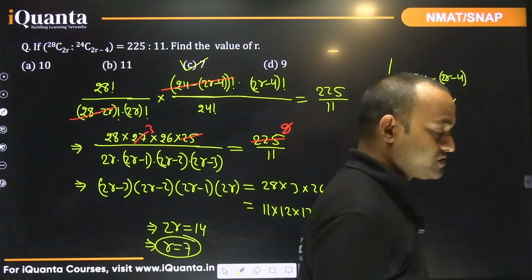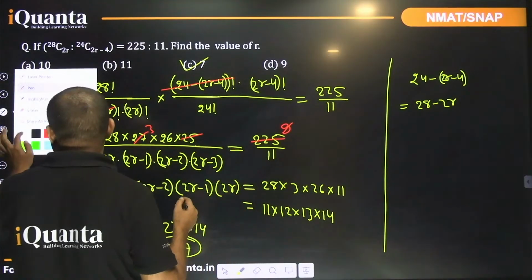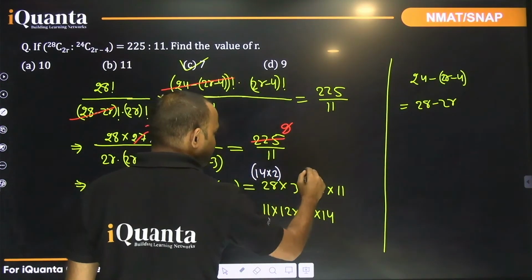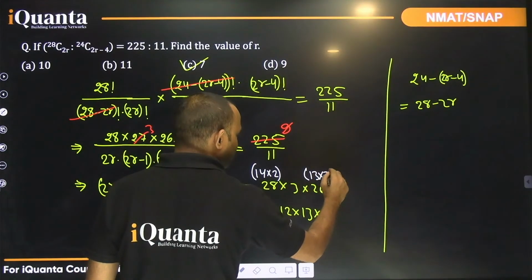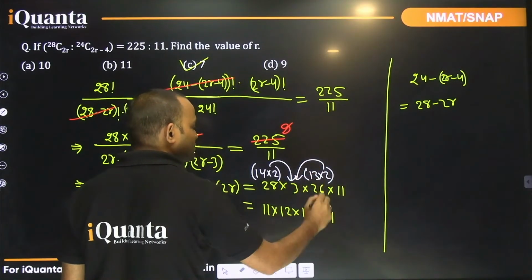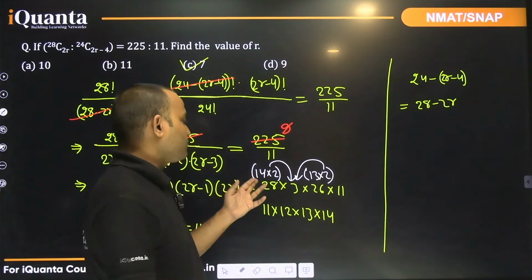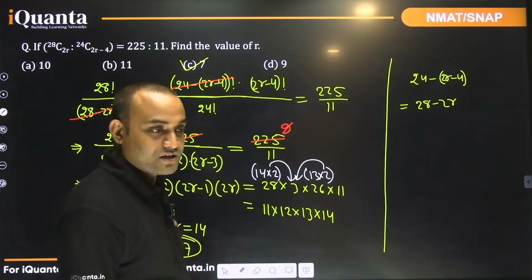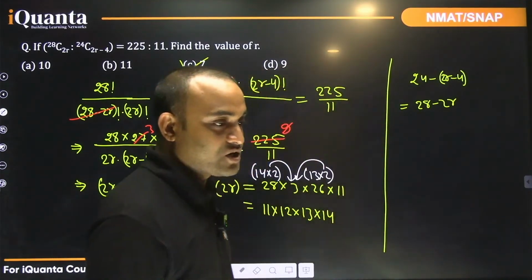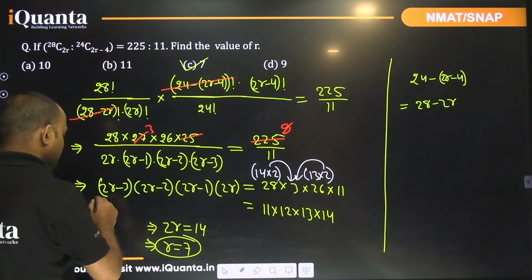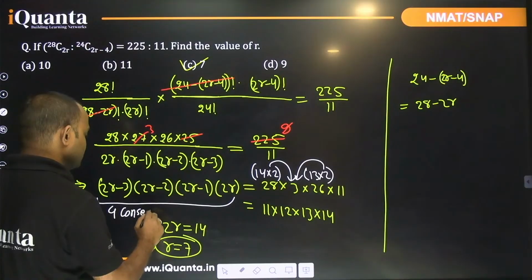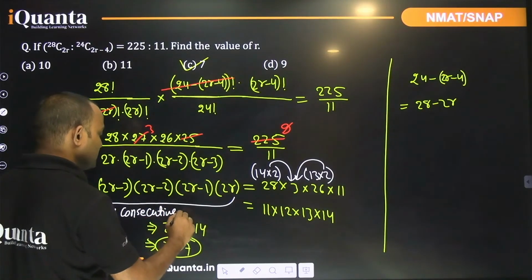See, 28 can be written as 14 into 2. 26 can be written as 13 into 2. Now give this 2 to 3, it will become 12. So 14 into 13 into 12 into 11, right? How did we assume it? We did not assume it. These are 4 consecutive integers, right?